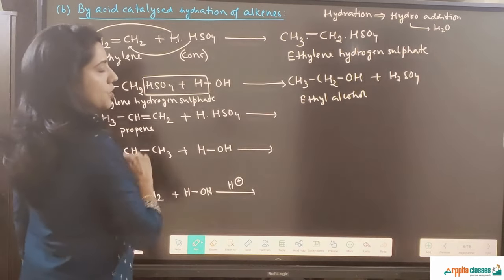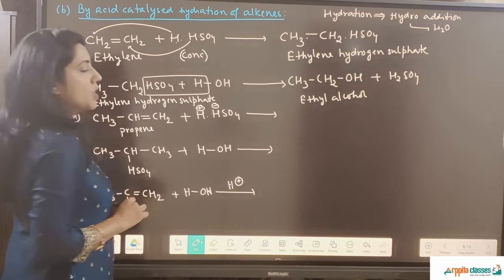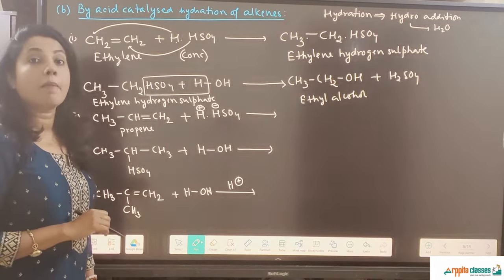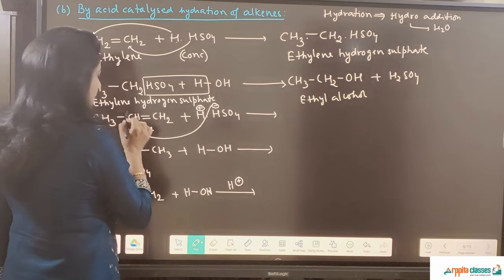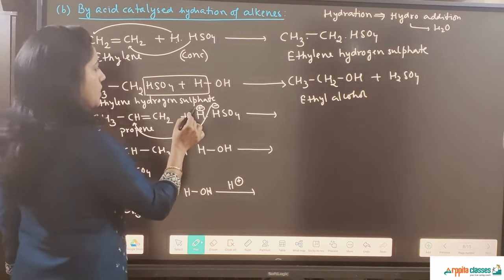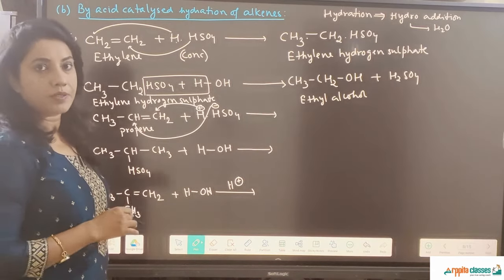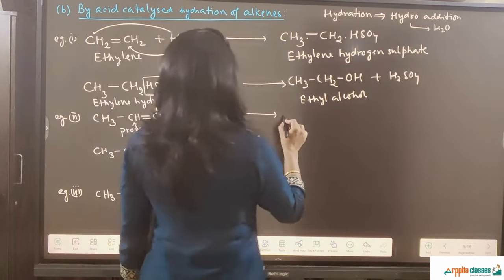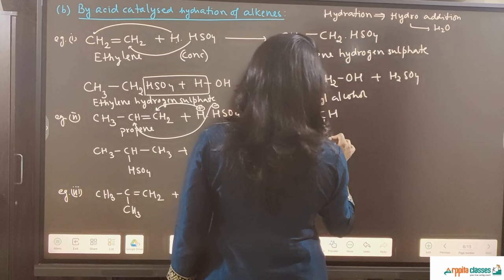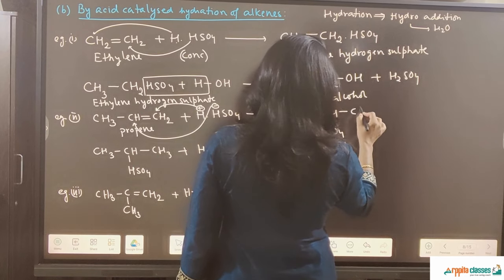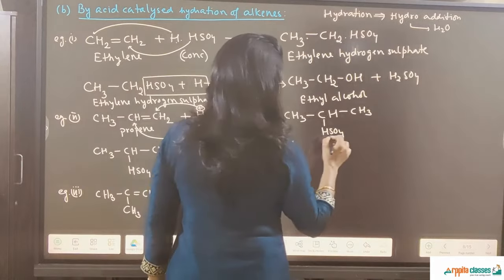So when the H and HSO4 get added, this is H plus and this is HSO4 minus. So the addition will take place according to Markovnikov rule. The negative part of the reagent will get added to that carbon atom which is having less number of hydrogen, and the positive part will get added to the carbon which is having more number of hydrogen, which is our Markovnikov rule. So first I get a product that is CH3 CH, HSO4 gets added over here, and this side I get CH3. So this is called isopropyl hydrogen sulfate.